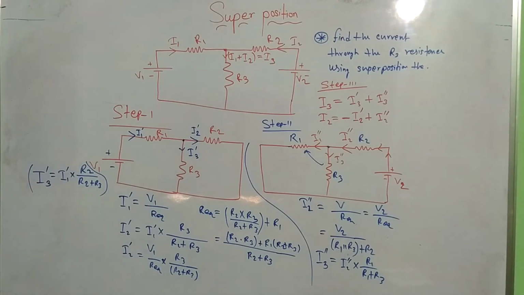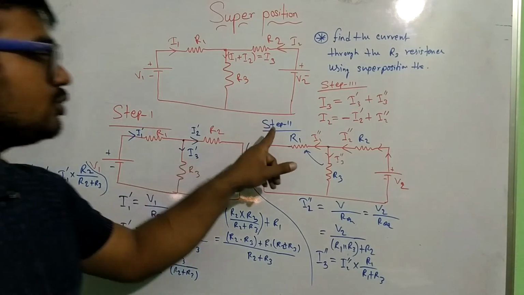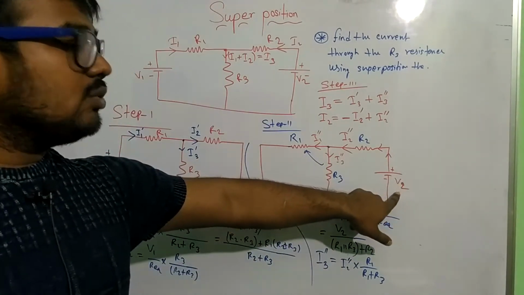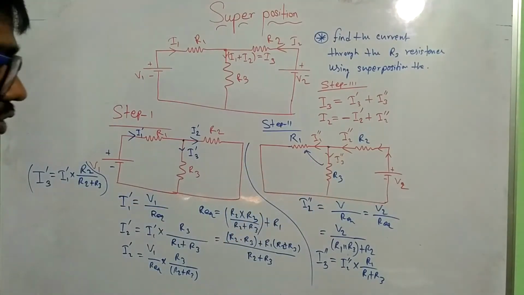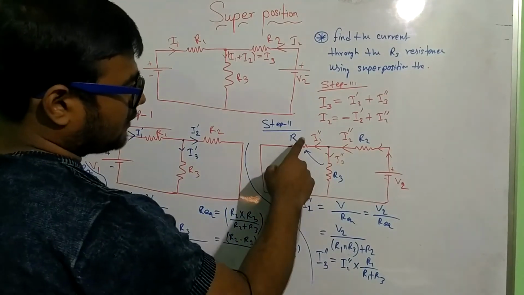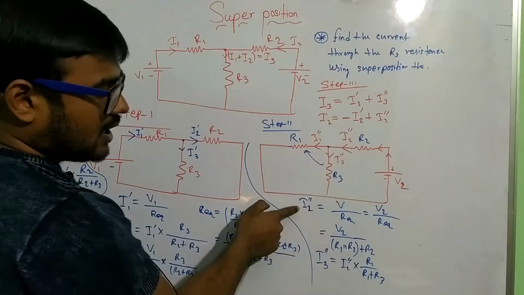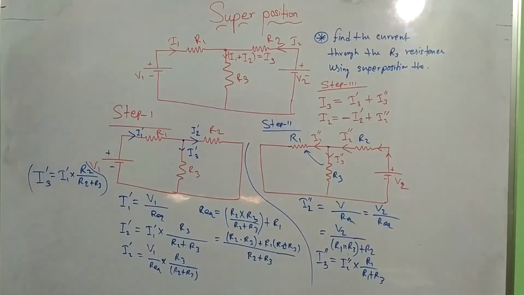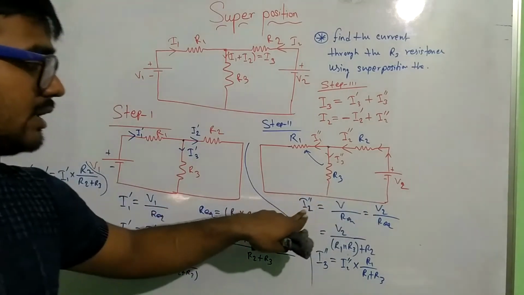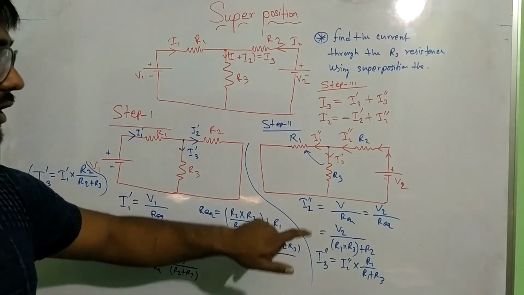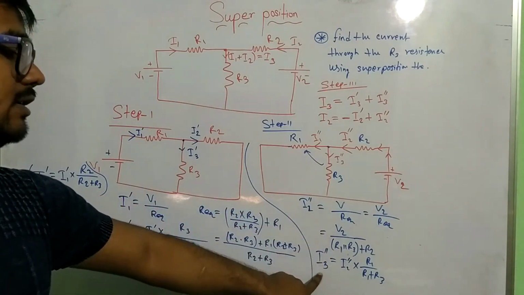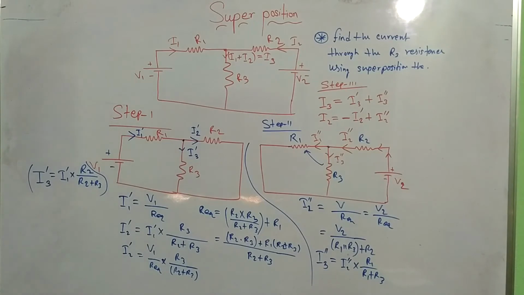Okay. Now in step 2, when I am taking only one of the other sources, the remaining sources are shorted. Now I am finding I2 double dash. Why am I finding I2 double dash? Because this is the main current of the circuit. Now for this circuit, this is the main current. That's why we find I2 double dash. At first we find I2 double dash, then we find I3 double dash.